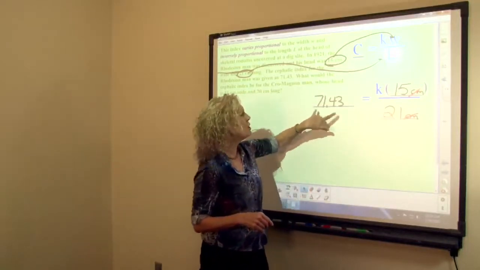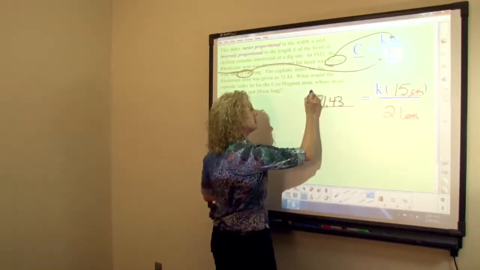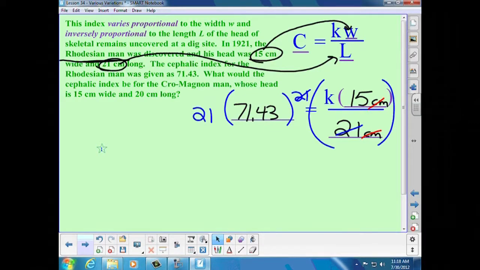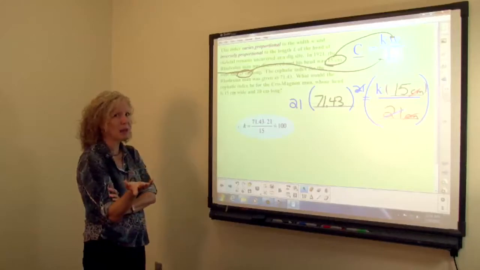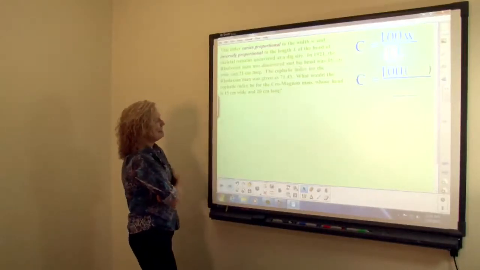Now, the arithmetic looked like more than I wanted to do, but you guys know what you'd do. You'd multiply your 21 over to clear your fractions. So I multiply both sides times 21, and then divide by 15, and we come up with the K value of very close to 100. Okay? By the way, I didn't make this up. That is data that I came about.